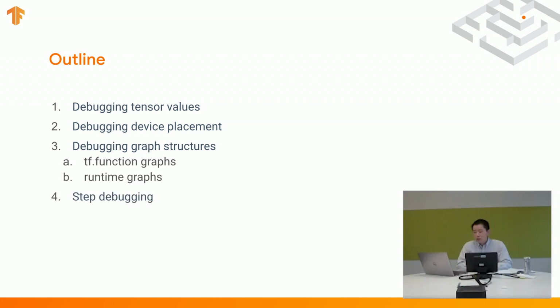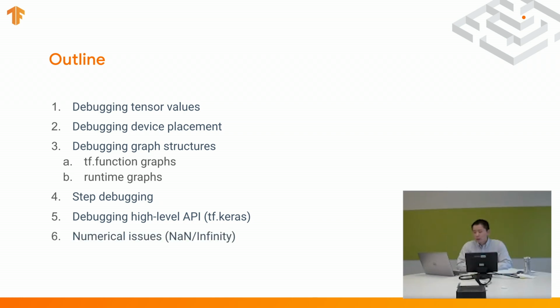And then in section 4, we're going to cover the special topic of step debugging, which is to use an IDE to step over your code line by line. And then in the 5th section, we're going to move from low-level API to high-level API. The specific high-level API I will focus on is tf.keras, because tf.keras is the official high-level API in TF2, and also because I'm not that familiar with other high-level APIs like Sonnet and so forth. And in section 6, we're going to talk about the debugging of numerical issues like NaNs and infinity. And finally, I'm going to present a tool called TensorFlow Debugger, including the existing V1 features and the V2 features that we're currently working on.